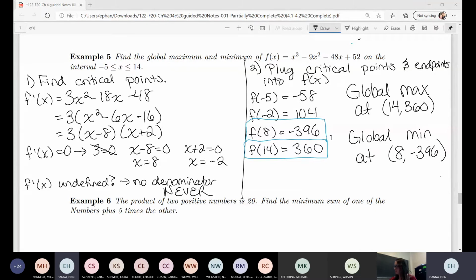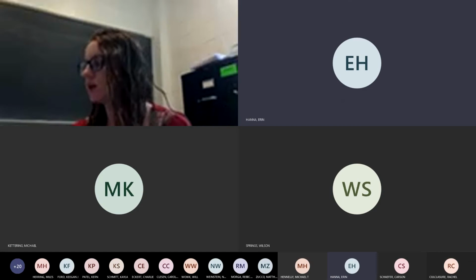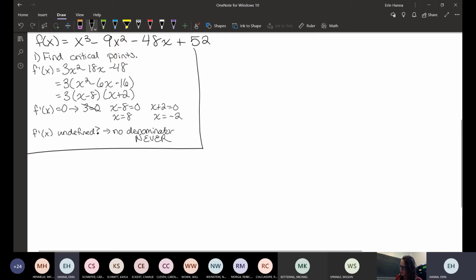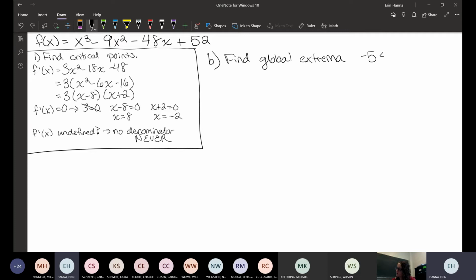Okay, so let's pop over here. Oh, I forgot to bring with me the original function. So what was the original function? That was x cubed minus 9x squared minus 48x plus 52. So I brought half of our work with us so that we don't have to do it again. So the first thing let's look at is I'm going to name it B. Let's look at the same thing. So we're going to find global extrema, but now we're going to find it on the same interval, but not including the endpoints.